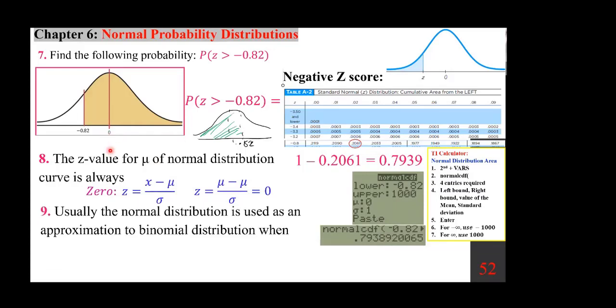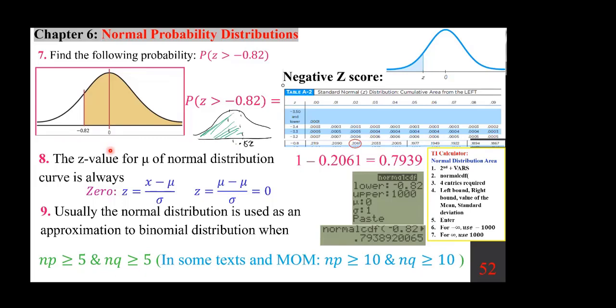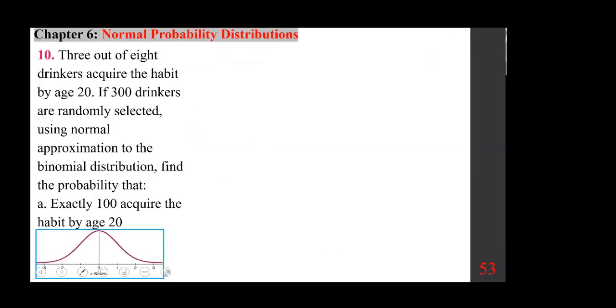Usually the normal distribution is used as an approximation to the binomial distribution when np and nq are large. How large is good enough? In some cases, 5. In many cases, must be larger than or equal to 10 to be on the safe side. 3 out of 8 drinkers acquire the habit by age 20. If 300 drinkers are randomly selected, using normal approximation to the binomial distribution, find the probability that exactly 100 acquire the habit by age 20.